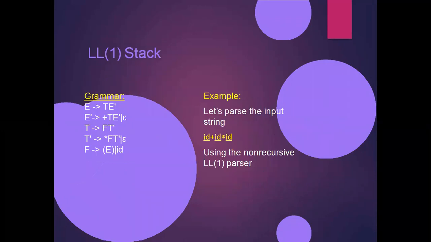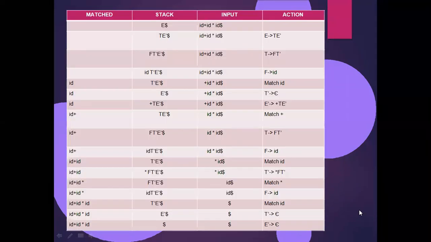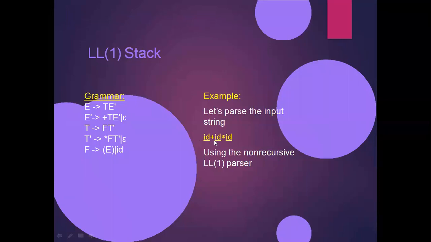See, here we have an example. For the same example, I have the first and follow table and the parsing table. Now I am using the parsing table and implementing the stack. This is the way of representing the table: put headings matched, stack, input and action. And what is the input here in the question? Let's parse the input string id plus id star id.